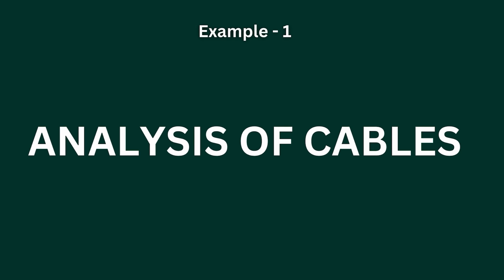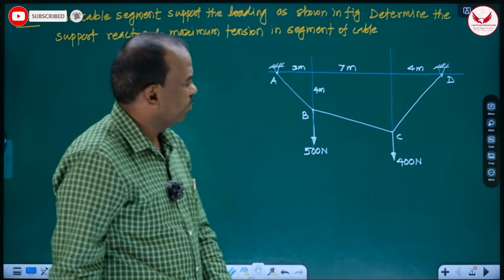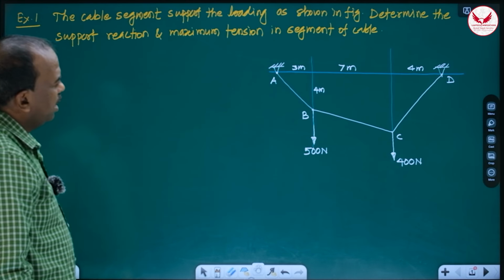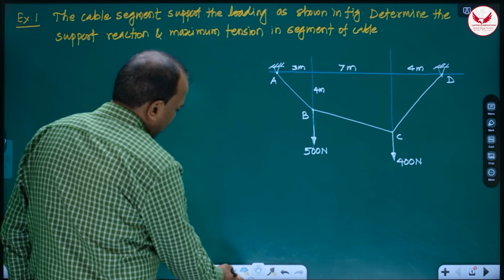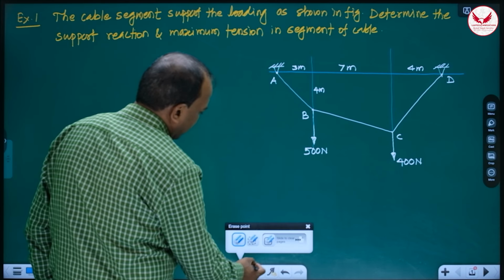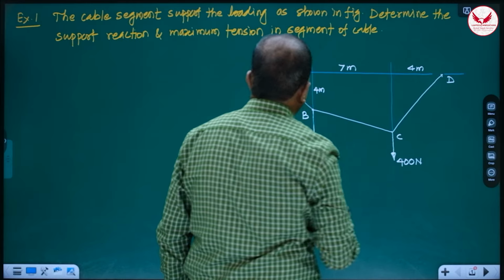Here, loads are at B and C and it is supported at A. So what is the first step in the cables example? Draw the free body diagram. Drawing the free body diagram is very simple. And how can we draw it in a simple way? Remove the support.